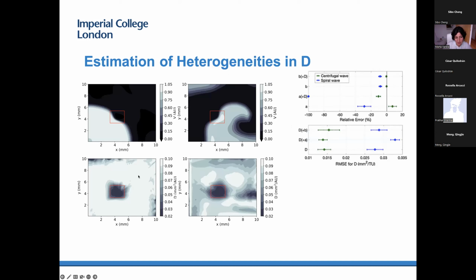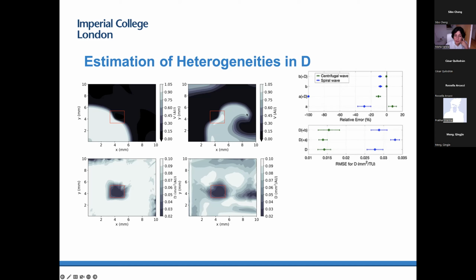These are the estimates of the network for the centrifugal wave. You can see that it identified the region with low D quite well, with some slight inaccuracies towards the edge. Likewise for the spiral wave, though it struggles a little close to the tip of the spiral wave as well. That might be because we only had 50 milliseconds of simulation time for training data.